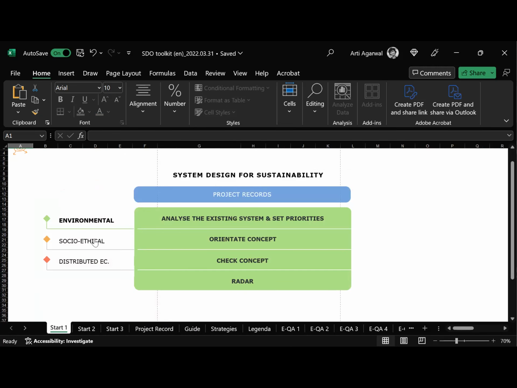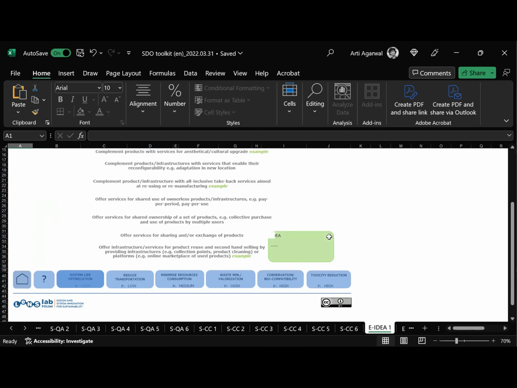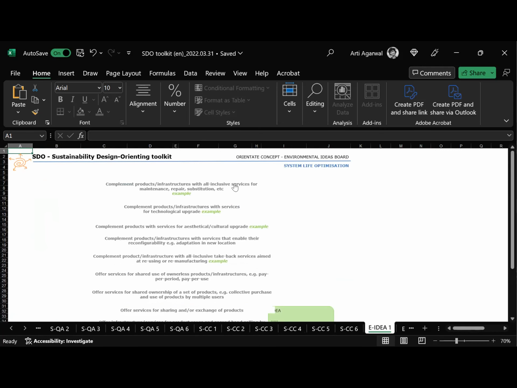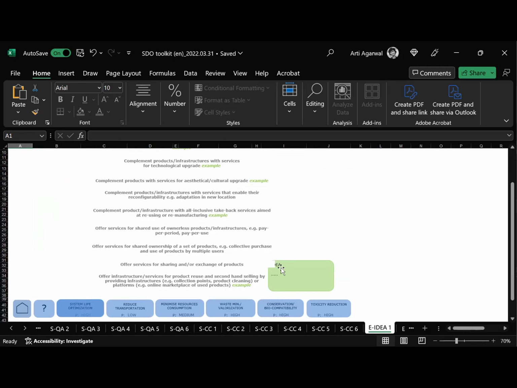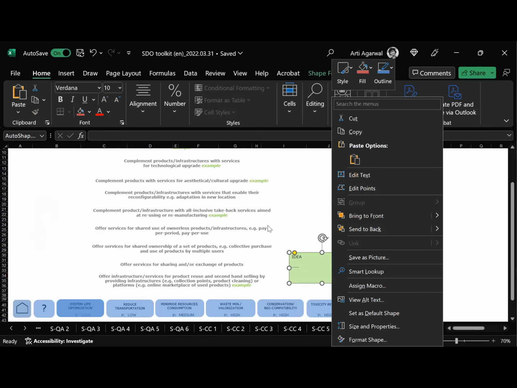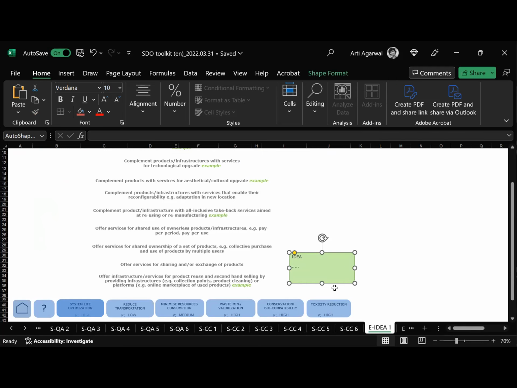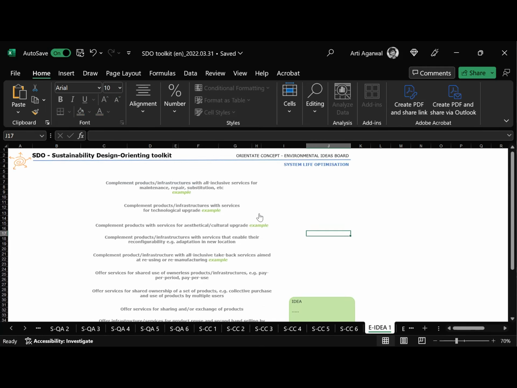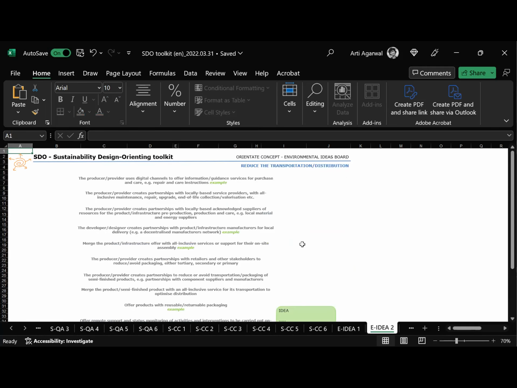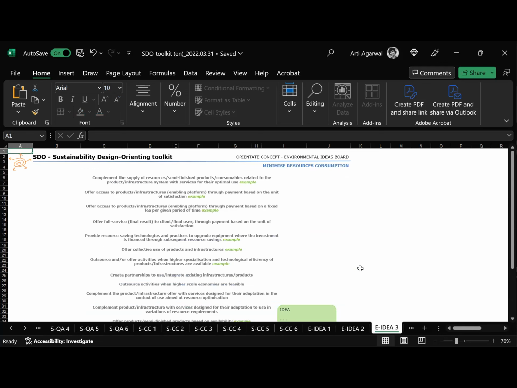Again, go back to start. Then we go to orientate concept. This is where we were talking about how we are going to orientate each concept. So this is your guideline here, and this is your idea box here. You can enter your ideas and you can copy paste. Okay, how do I duplicate this? This is an Excel problem. Basically, you can add ideas. You don't need to use this box. You can just take a screen grab or a picture and paste it on this board. It captures those. Similarly, for other criteria, you click on them one by one, and you enter all your ideas here.